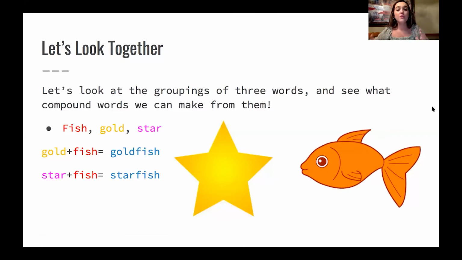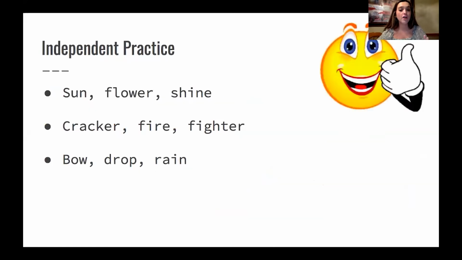All right. So now I am going to move over. This is the independent practice. I actually want to do one more of these with you guys so that you guys can make sure you have it down. And then I'm going to leave you to do the other two on your own. And the reason why is so that you guys can just make sure that you have this down and you feel confident and ready to create these words. So the one that we're going to do together is sun, flower, and shine. Okay.